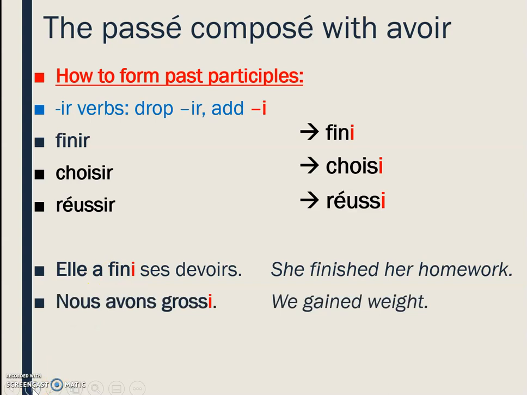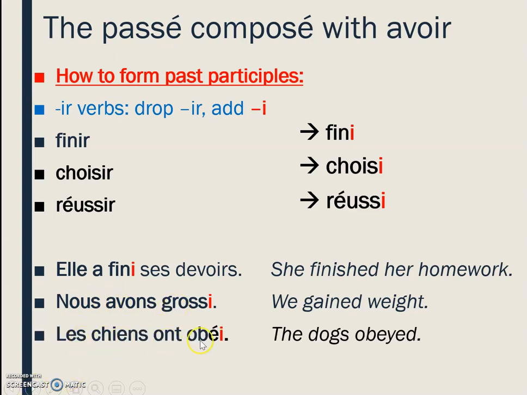Nous avons grossi. We gained weight. We have gained weight. Les chiens ont obéi. They have obeyed. The dogs obeyed. So for an IR verb, you have avoir in front as your helping verb. And then your past participle always ends in the letter I. It's the infinitive minus IR plus just an I. Fini, choisi, réussi. Elle a fini, nous avons grossi, les chiens ont obéi, for example.